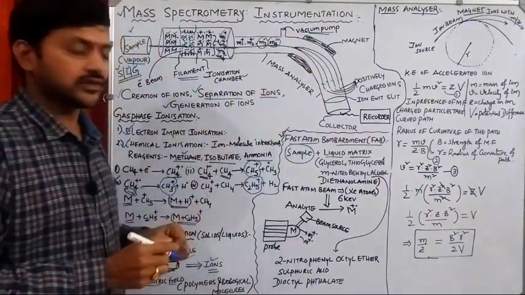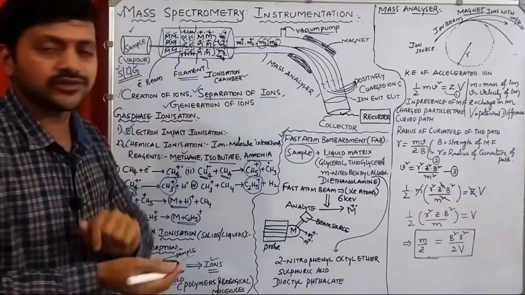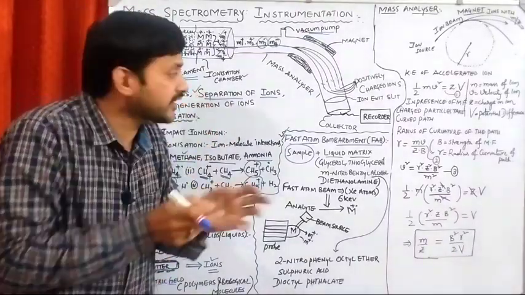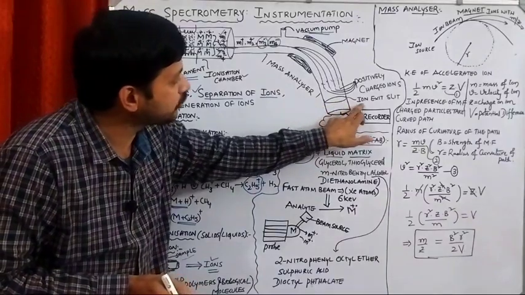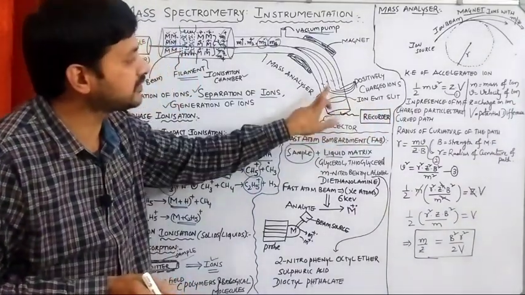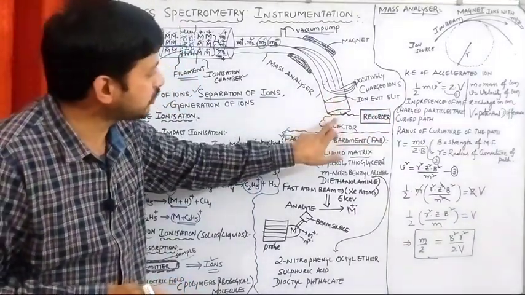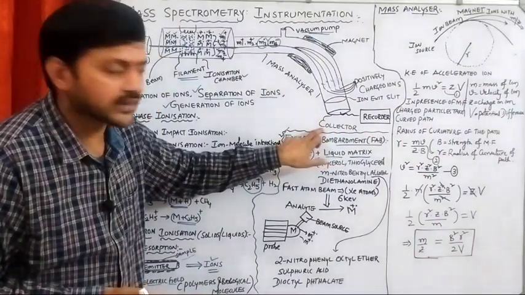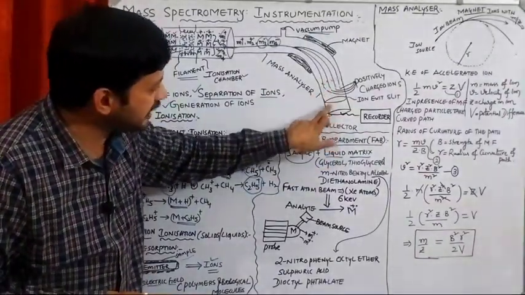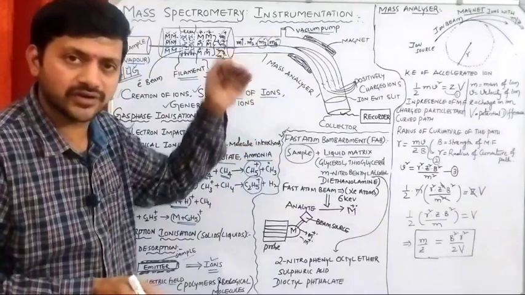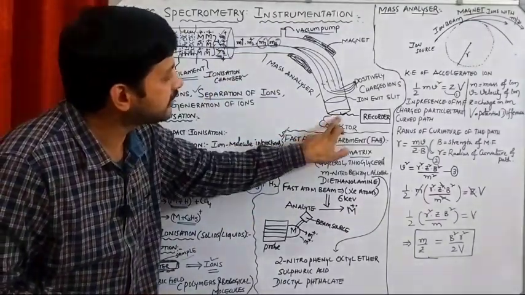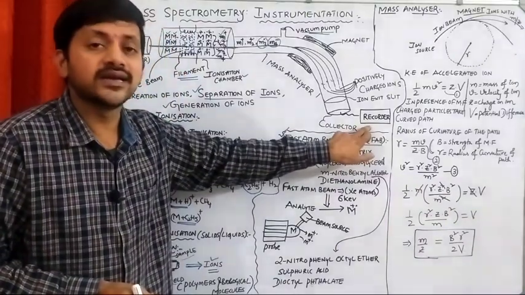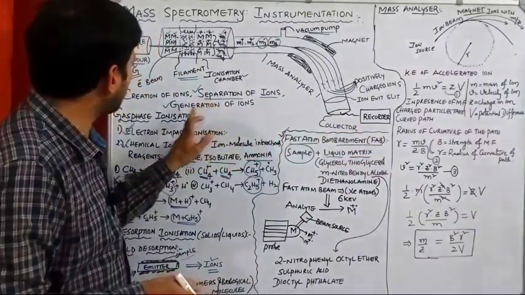Separation of ions. Now the next one is what? Generation of ions. Whatever ions we have separated here, what is happening? They are going to exit through the slit. Then what is going to be collected? The collector will collect each ion one by one. Later they can give the information to the recorder in the form of what?